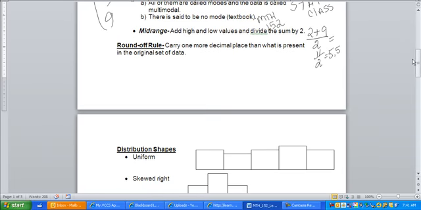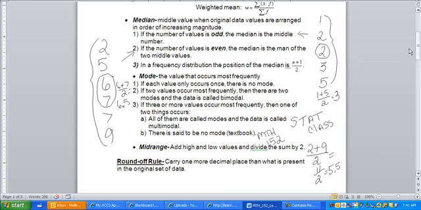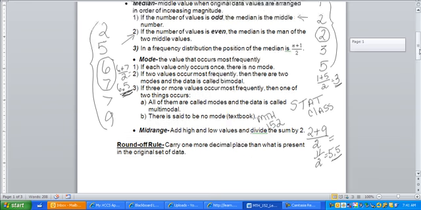Round-off rule: you carry one more decimal place than what is present in the data set. So for example, these are whole numbers, so I'd want to round my values off. Same case over here with these. I'd want to round to the nearest tenth. 3 is fine, 6.5, 5.5. All of those will be appropriate answers for this particular case.